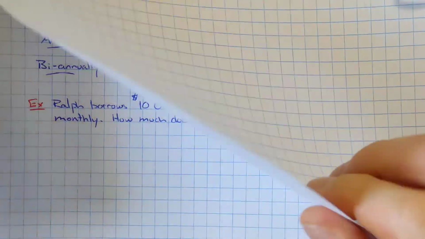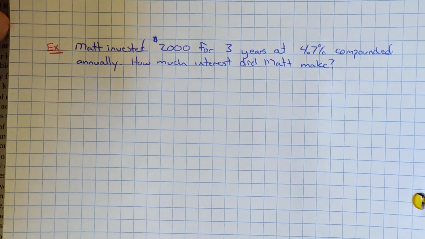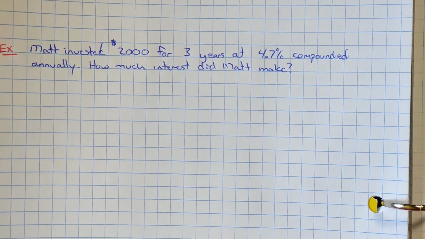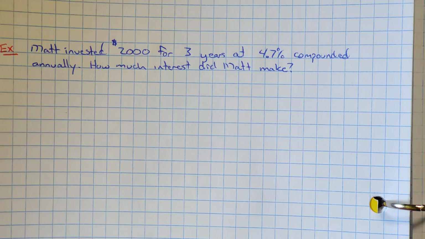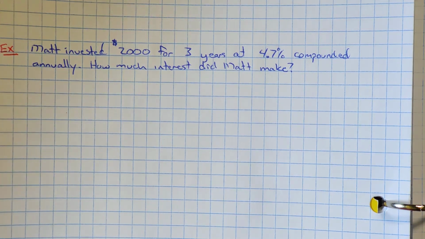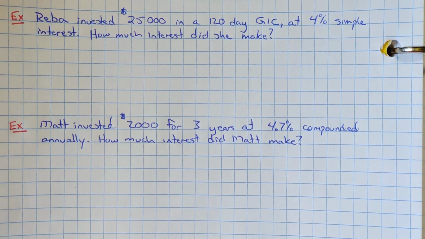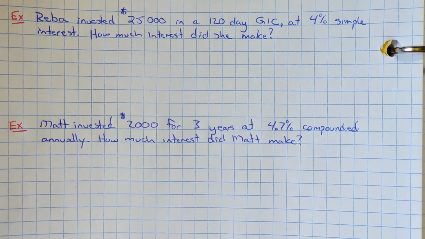Let's take a look at a couple more here. In the next case, we have a different situation in that instead of years, we're working in days. So here we have Reba investing $25,000 in a 120-day GIC. So approximately 4 months, give or take, at 4% simple interest. How much interest did she make?